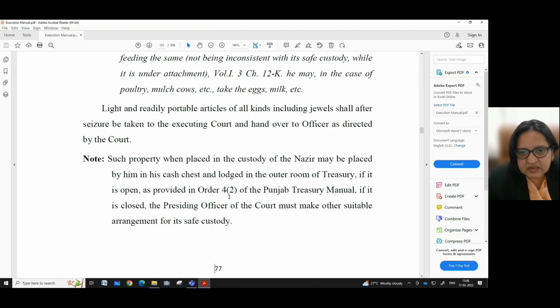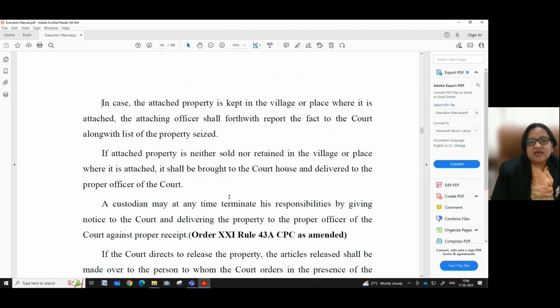Light and readily portable articles of all kinds, including jewels, shall after seizure be taken to the executing court and handed over to the officer as directed by the court. Note: such property when placed in the custody of the Nazir may be placed by him in his cash chest and lodged in the outer room of the treasury if it is open, as provided in Order 4, Subrule 2 of the Punjab Treasury Manual. If it is closed, the presiding officer of the court must make other suitable arrangement for its safe custody. In case the attached property is kept in the village or place where it is attached, the attaching officer shall forthwith report the fact to the court along with a list of the property seized.